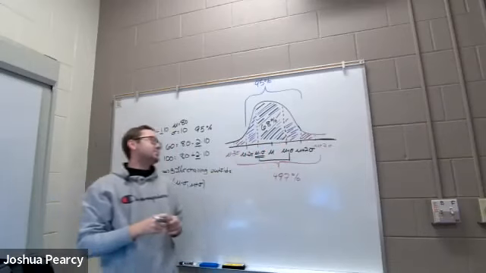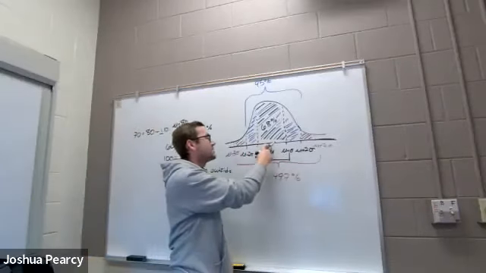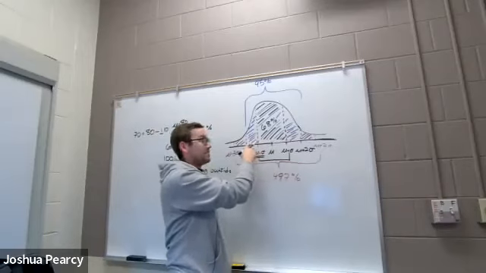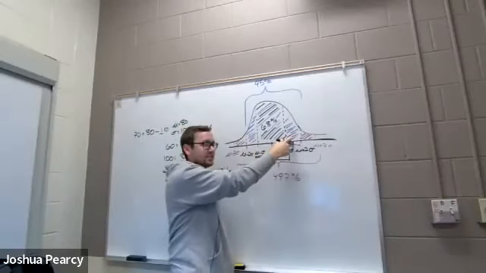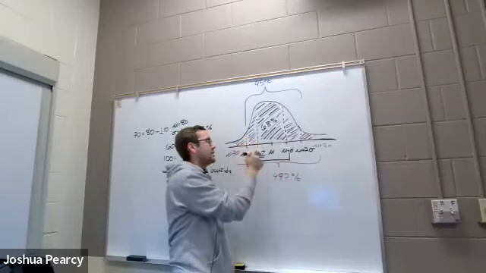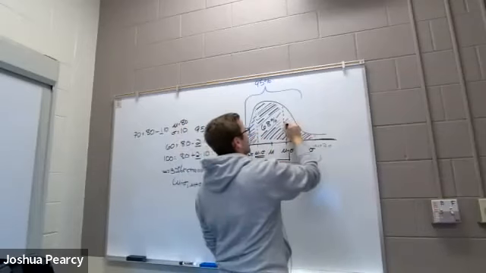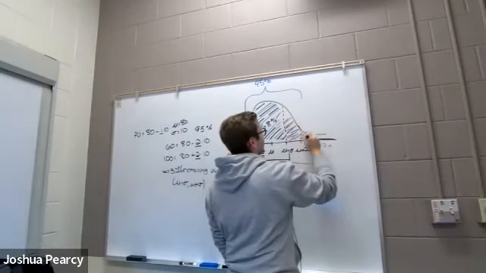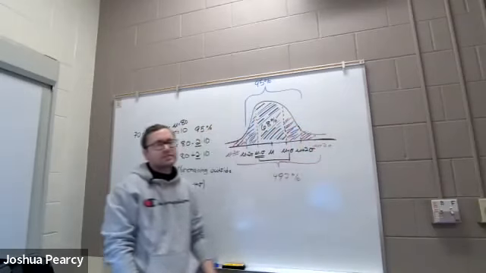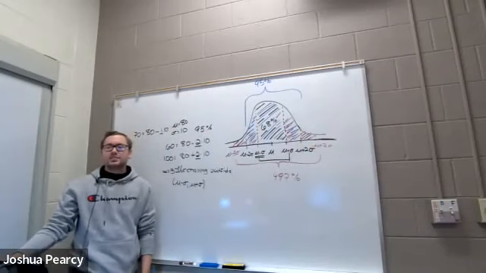Now, since the distribution is symmetric about the mean, that means an equal probability lies below the mean as above the mean, then the area of this region here is equal to the area of this region here. Does that make sense?